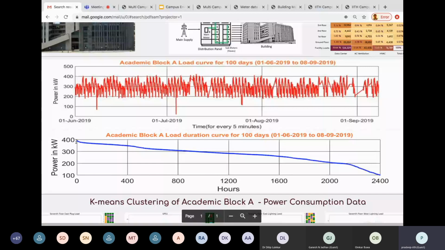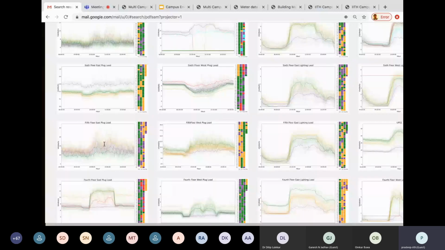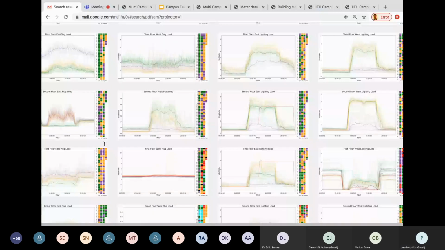Then we can do some clustering, k-means clustering. In machine learning and data analytics, one of the topics is the clustering of data. Here what we have done is taken individual meters, and for each meter we have done clustering of data. I will show you some examples which are interesting in this.